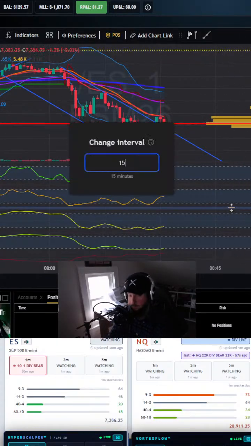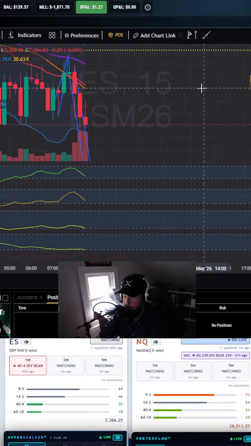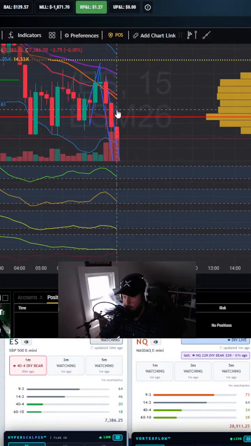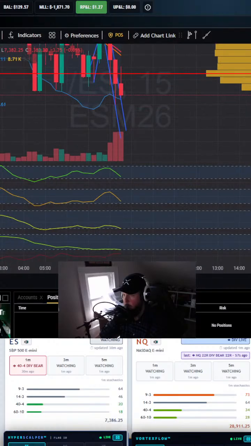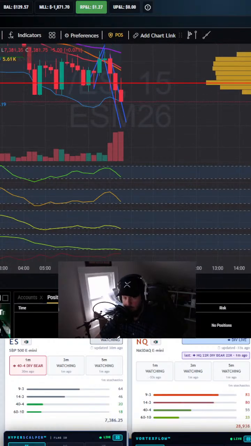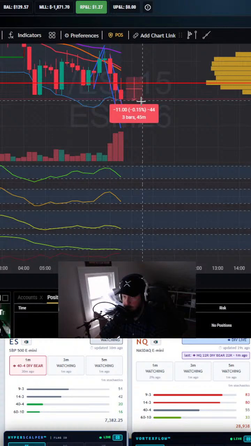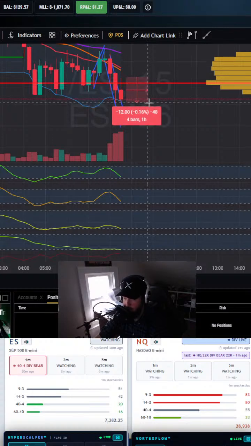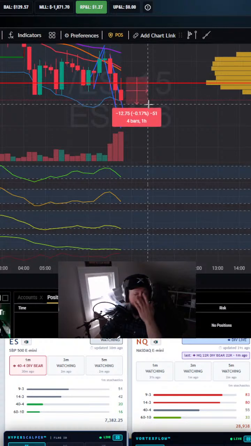So on our 15-minute, okay, opening candle was right here. So we're looking for this candle to be 20% of 200. Already at 48.